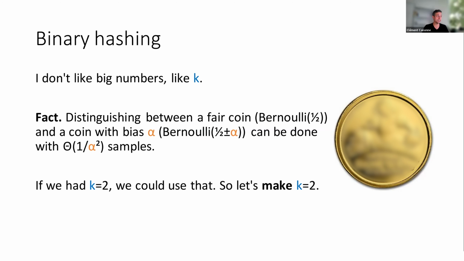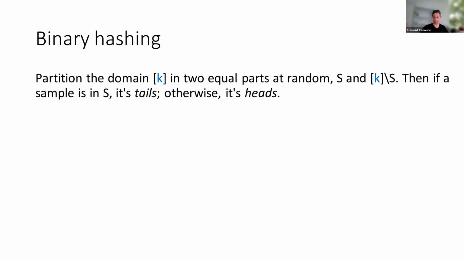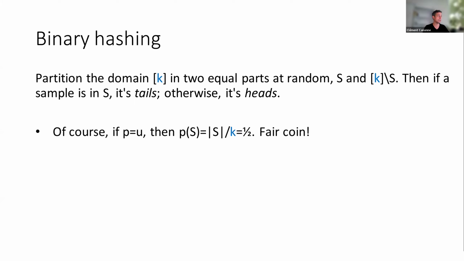And let's just make this work, right? So I've got that giant domain size. I'm just going to partition it at random in 2. I look at each data point. If it falls in the first set, I say it's a tail. If it falls in the other set, I say it's heads. So I can convert all my data points into just binary things.